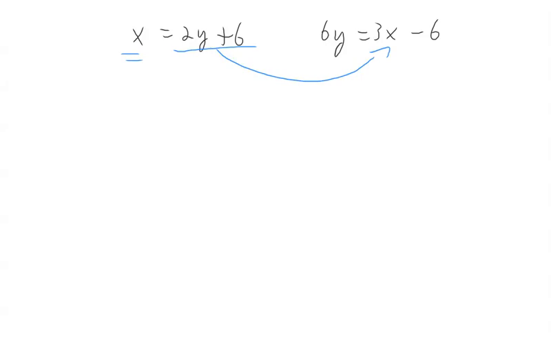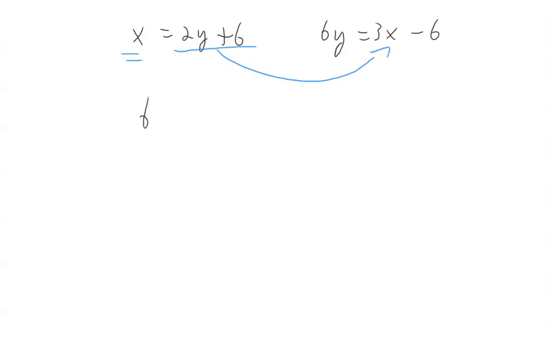All right, and then what if I have x equals 2y plus 6, and then I have 6y equals 3x minus 6, right? Well, I'm going to use a substitution method here because half the work's already done for me. I've already got a letter solved. So now you just take all of this and substitute it in for where x is.